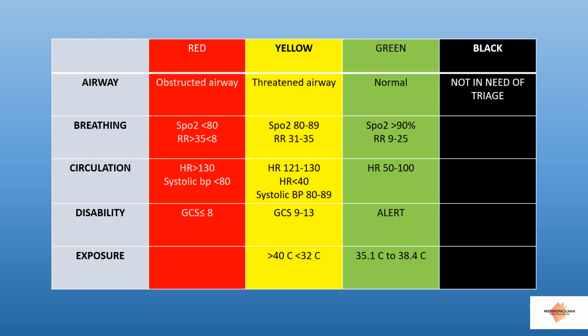Respiratory rate between 31 and 35. Heart rate between 121 to 130 or less than 40. Systolic BP between 80 and 89. GCS between 9 and 13. Temperature greater than 40 or less than 32 Celsius.